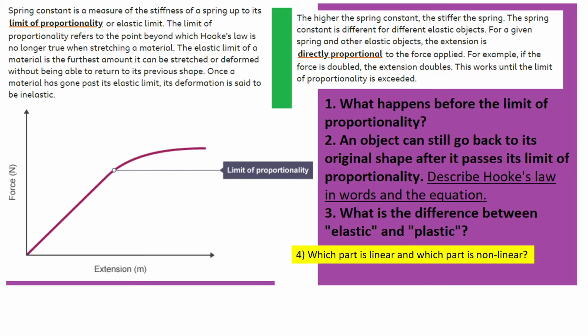Alright, so spring constant is a measure of the stiffness of a spring up to its limit of proportionality. Okay, so let's have a look at the graph at the bottom left of the slide. On the y-axis you've got force, on the x-axis you've got extension in meters, so force measured in newtons. You can see that it obeys Hooke's law. So Hooke's law is F is equal to kx.